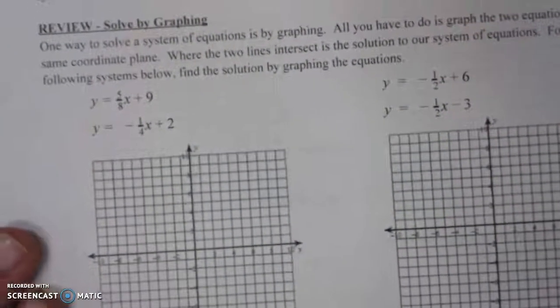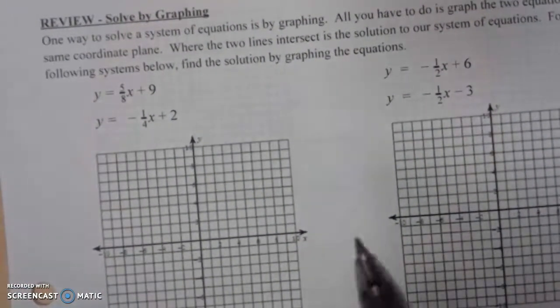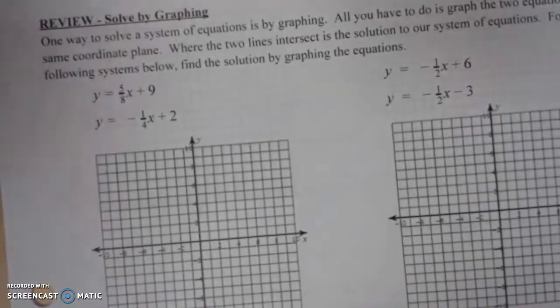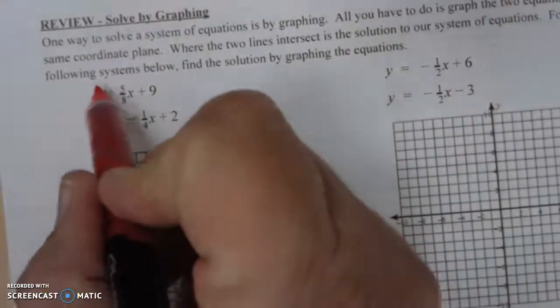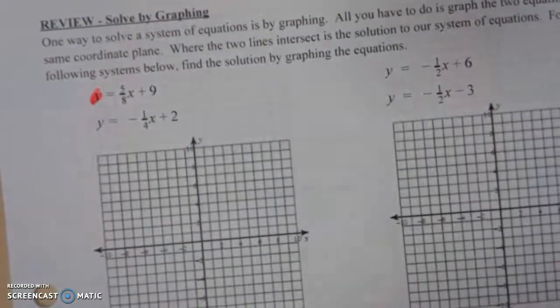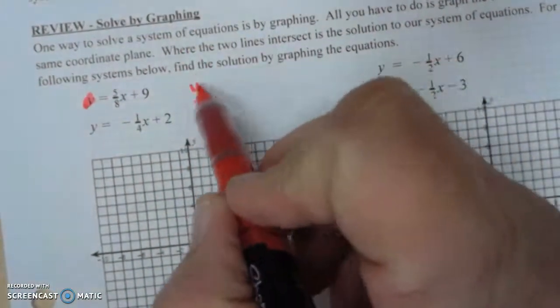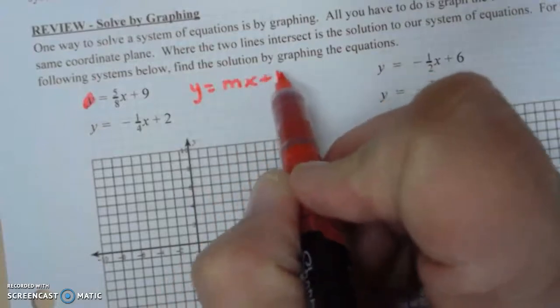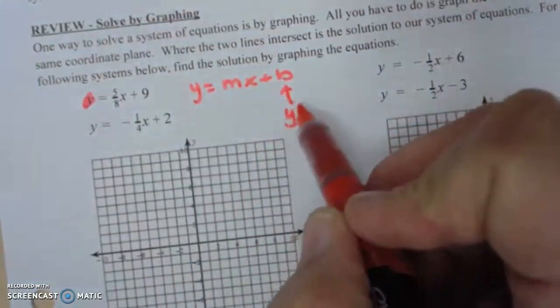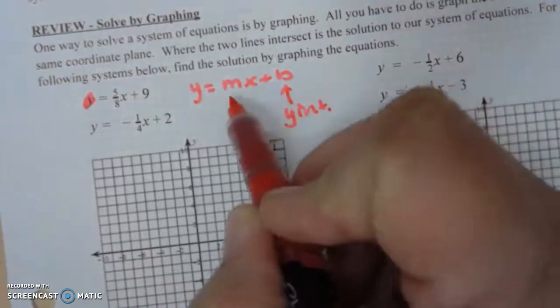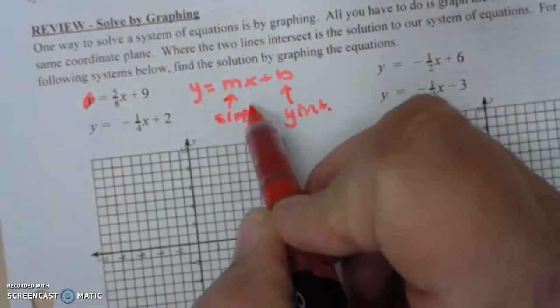So let's go ahead and solve this. I'm going to first do the top equation. Okay, so this one is y equals 5/8 x plus 9. And remember, when you have the form y equals mx plus b, you're going to place the y-intercept first, and then you're going to use the slope to come up with the next point.